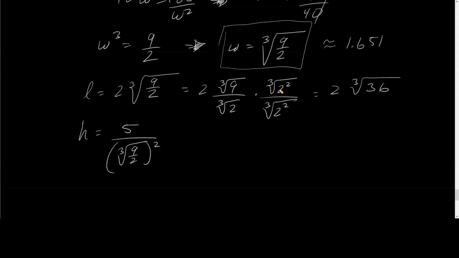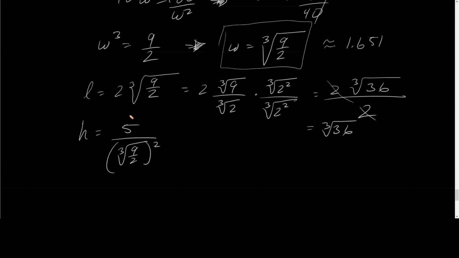How did I get 36? 2 times 2 is 4, 4 times 9 is 36, over the cube root of 2 times the cube root of 2 squared. Well, that's going to be the cube root of 2 times the cube root of 4. 2 times 4 is 8, so I have the cube root of 8, which is 2. So these two cancel out, so I just end up simply with the cube root of 36. And that doesn't simplify anymore, we can just leave it as that.